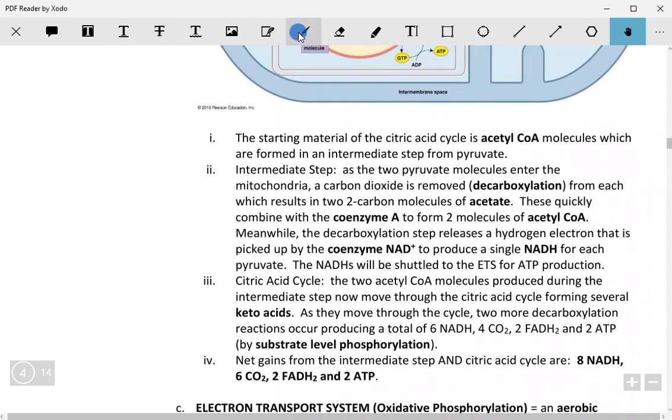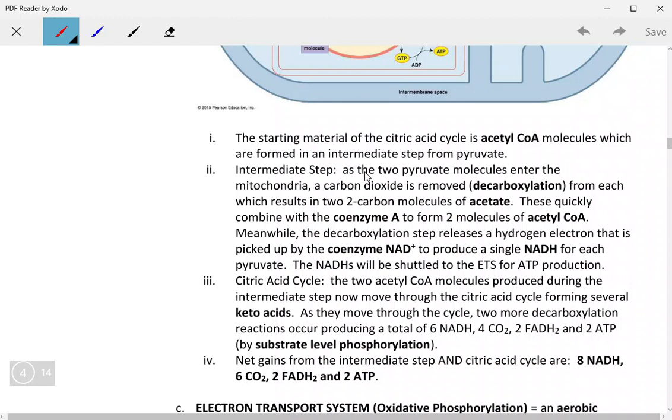So what should you remember about the citric acid cycle? Remember, it occurs within the mitochondrial matrix. Don't forget that. Okay? It begins with the conversion of pyruvate into acetyl-CoA molecules. All right, and acetyl-CoA molecules will undergo multiple reactions, and one of those reactions will be the decarboxylation reaction. Remember this one, decarboxylation reaction. This is where CO2, carbon dioxide, is removed.